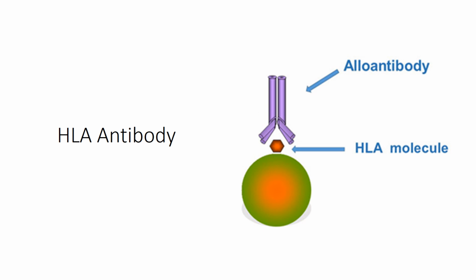The second risk assessment that we do in the lab is to do HLA antibody. And from this figure, you can see that the HLA antibody is formed against the HLA antigen found on the cell surface. So usually the antibody is named against the antigen that it binds. So for example, if the antigen is an HLA-A2, then the antibody will be called HLA-A2 antibody.